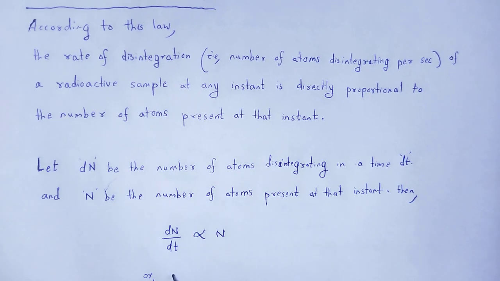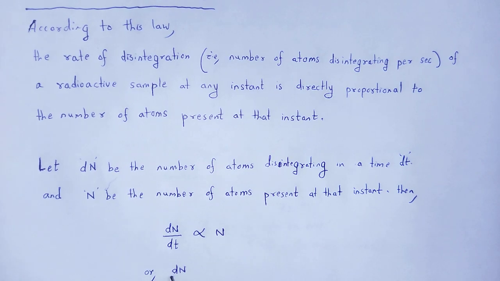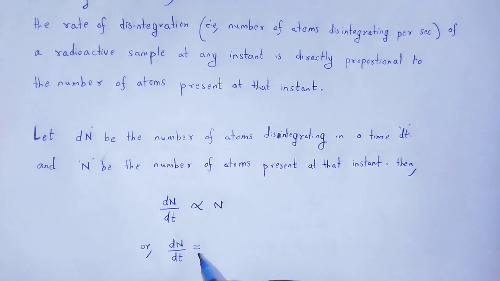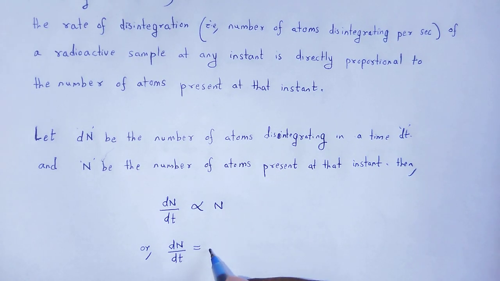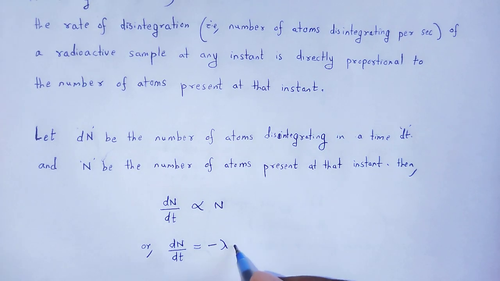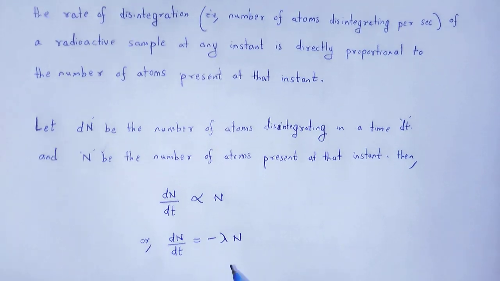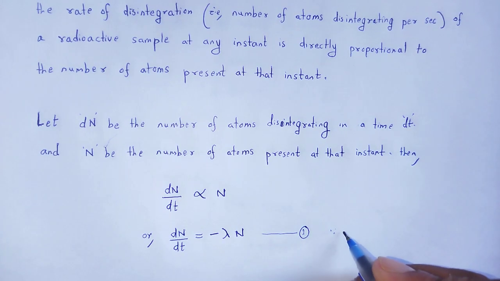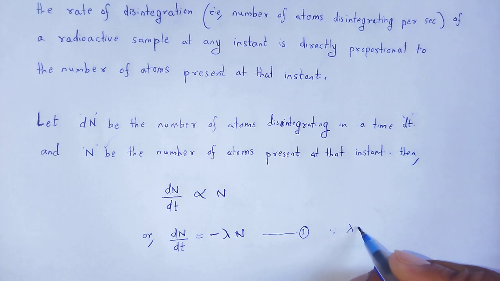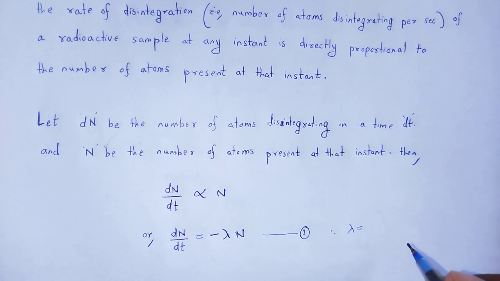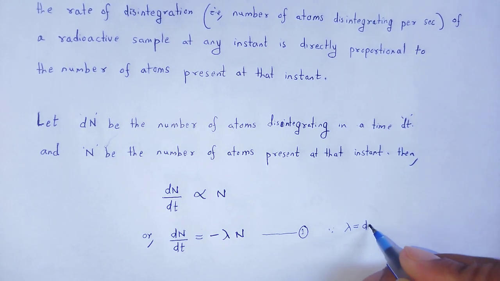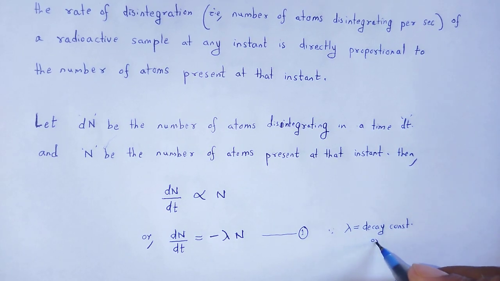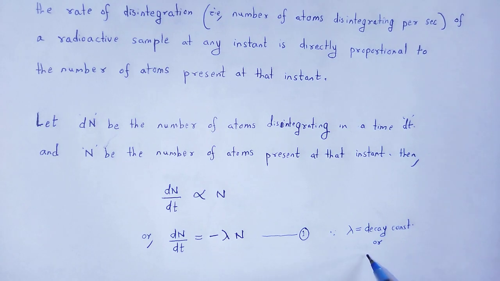or dN by dt is equal to minus constant lambda N, equation number 1, where lambda is called the decay constant, or we call it the disintegration constant.